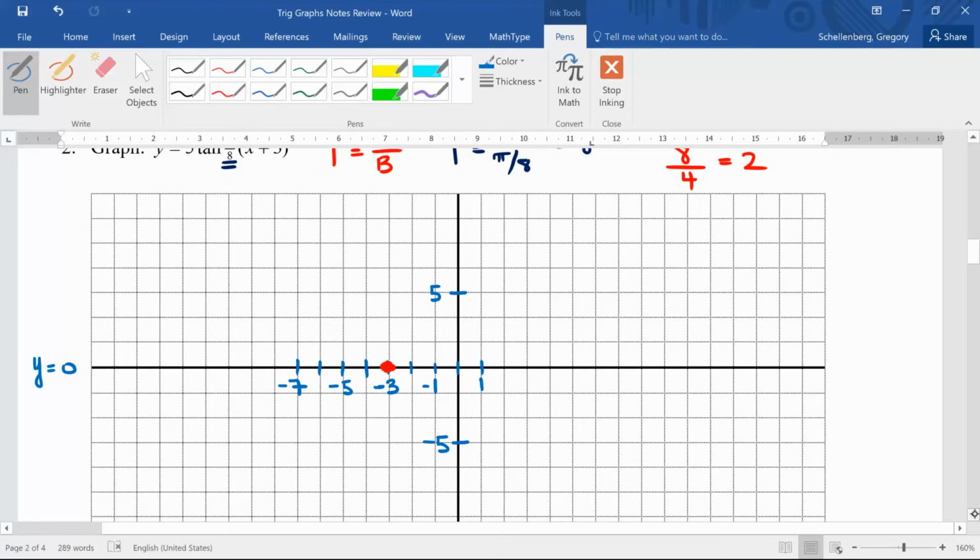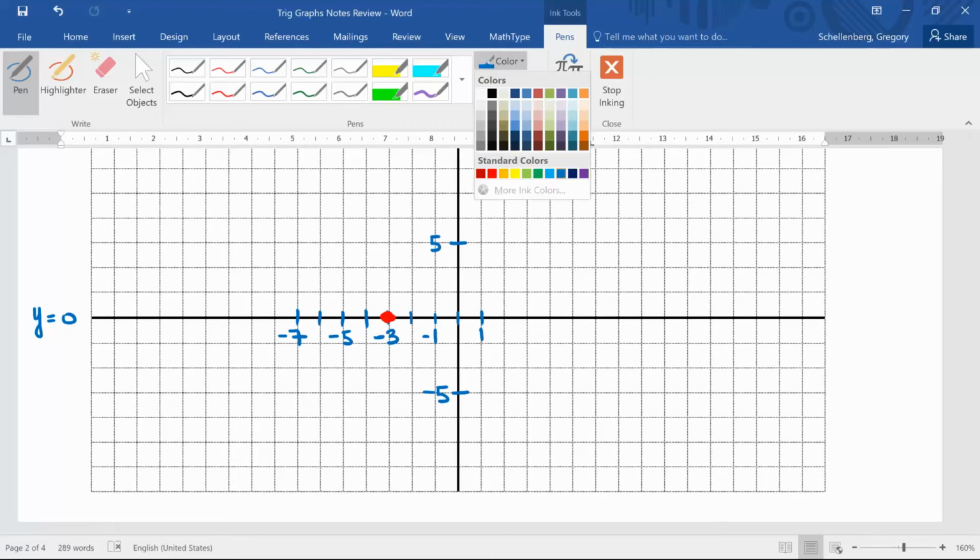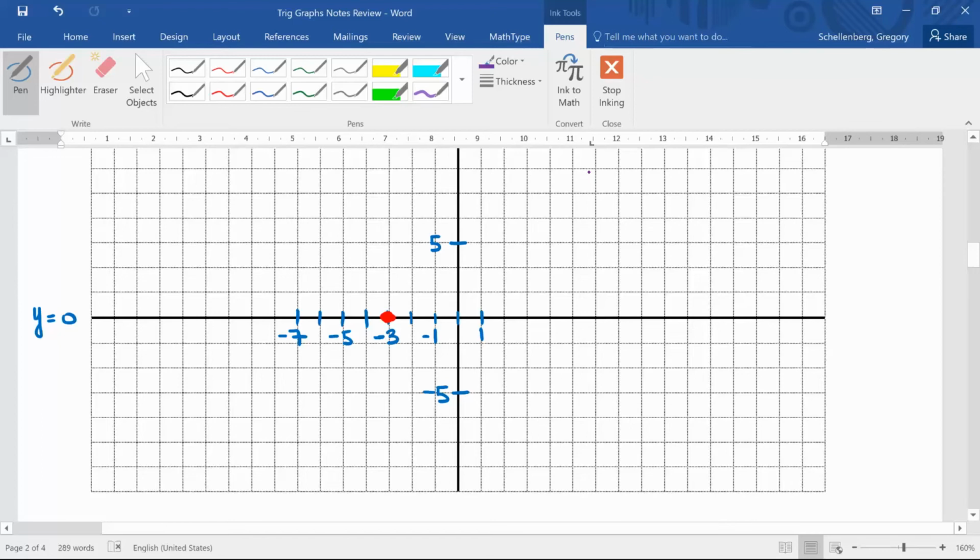Okay, so trying to think about what the graph of our basic tan function looks like. We want to remember that 2 significant points on either side of where we begin are going to be vertical asymptotes. Okay, so at negative 7, I'm going to draw in that vertical asymptote. And at 1, we're going to draw in a vertical asymptote.